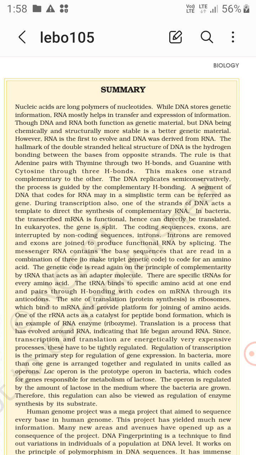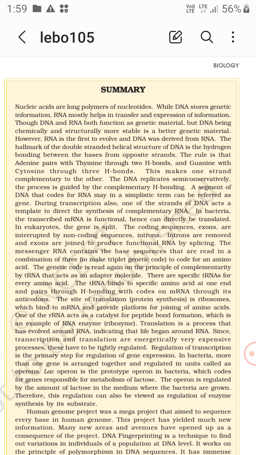Though DNA and RNA both function as genetic material, DNA, being chemically and structurally more stable, is a better genetic material. However, RNA is the first to evolve and DNA was derived from RNA, right?